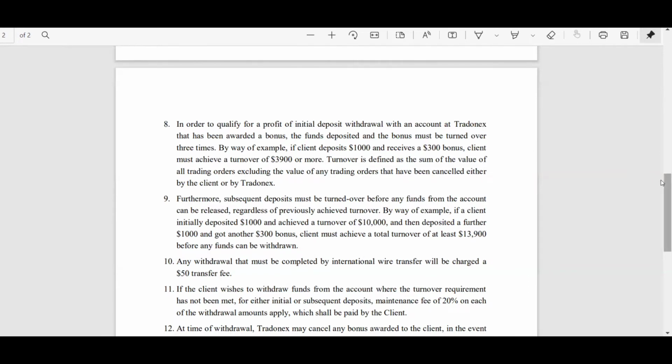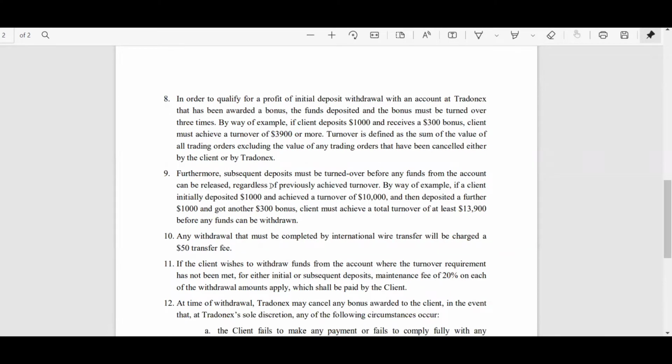And to add on top of that, it says, furthermore, subsequent deposits must be turned over before any funds from the account can be released, regardless of previously achieved turnover. By way of example, if a client initially deposited $1,000 and achieved a turnover of $10,000, and then deposited a further $1,000 and got another $300 bonus, client must achieve a total turnover of at least 13,900 before any funds can be withdrawn. So this is super important to really understand.